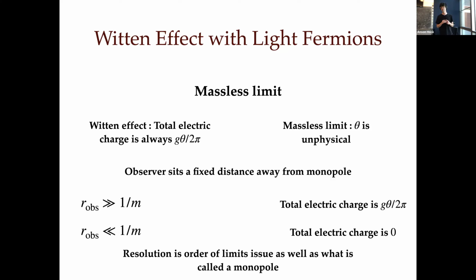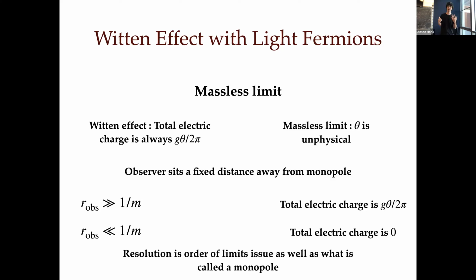So it's an order of limits issue. Imagine yourself sitting very far away from the monopole, taking finite mass. You'd say, okay, this charged fermion vacuum is within your radius, and so you measure the total charge as g theta over 2 pi. Eventually, as you slowly dial down the mass, this charge expands farther and farther away and eventually passes over the observer. And now the observer would say the charge is 0.